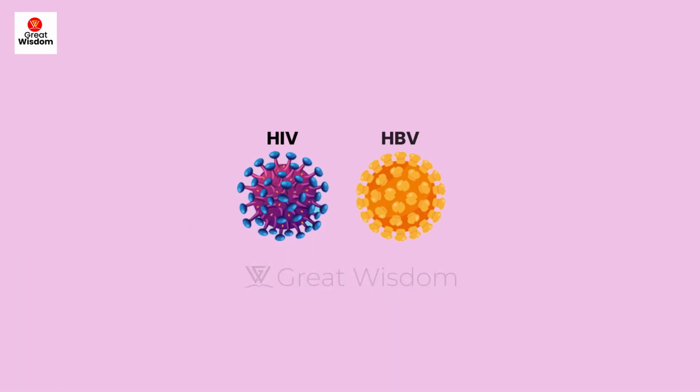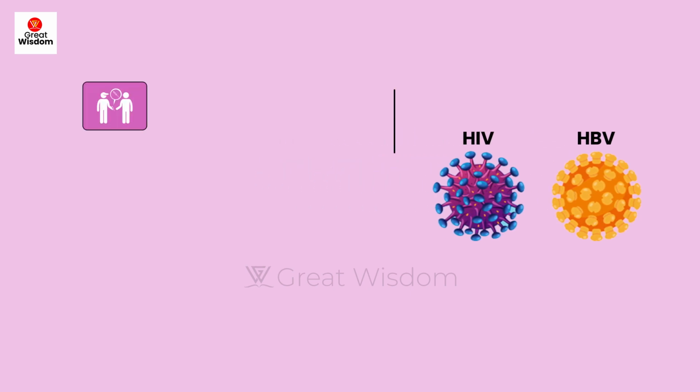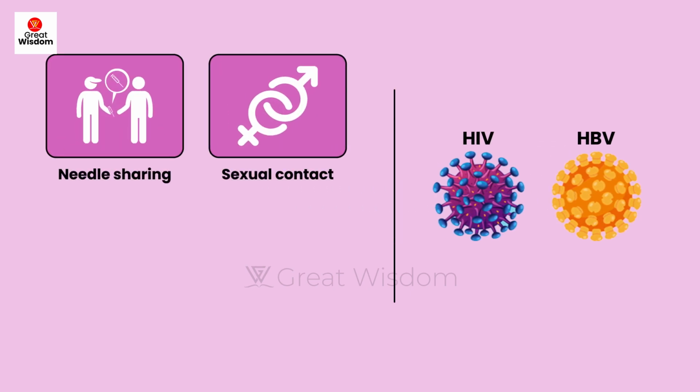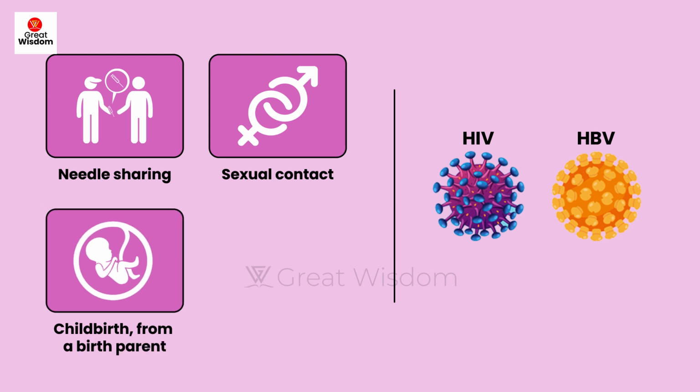HIV and HBV, both viruses may be transmitted in almost the same way, like needle sharing, sexual contact, childbirth from a birth parent, and blood donating.